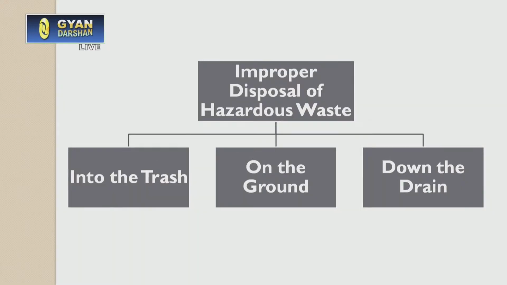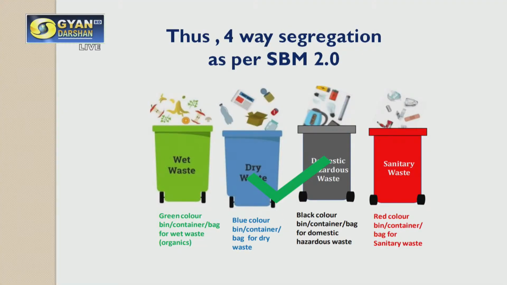Thirdly, the third method is the drains, and you must have seen the pictures of the industrial effluent, which is totally black, contains various harmful substances, it contains heavy metals, and as such it is entering into the water bodies without any treatment, without any measure being taken. So this is the third way by virtue of which the domestic hazardous waste goes into the environment. So that is why I am repeating that you must remember that four-way segregation is very important.